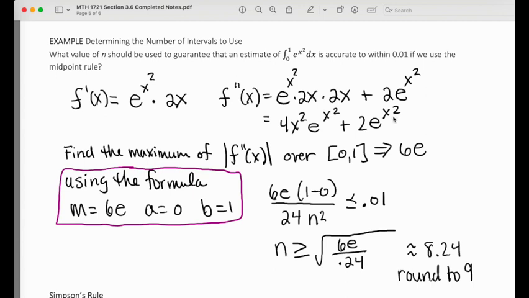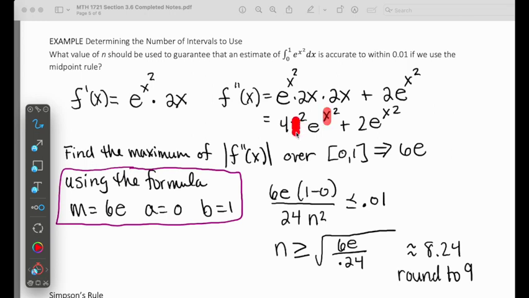So on my calculator, I'm going to graph the absolute value of the second derivative. And then I'm going to look at it on the interval from 0 to 1 and look to see where my highest point is. If you graph that on your calculator, you're going to find that your highest point is at x equals 1. So to find the maximum, I'm going to plug 1 in for x. So I plug in a 1 here, a 1 here, and a 1 here. And when I clean it up and evaluate it, I'm going to get 6e. So 6e is our m. So that's our m for our formula.